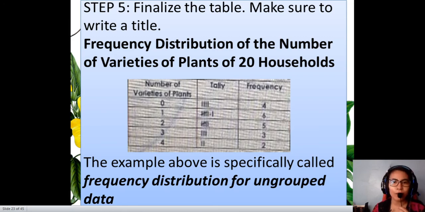Again, this example is specifically called a frequency distribution for ungrouped data. It is for ungrouped data only, as you will find that it doesn't have a class interval.